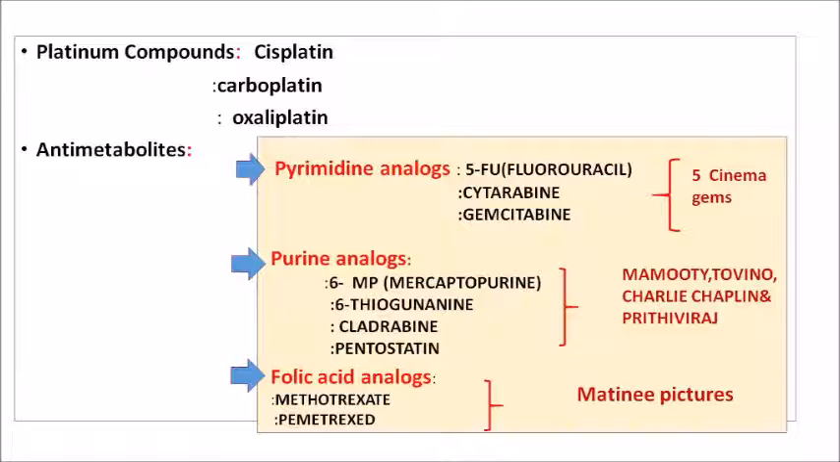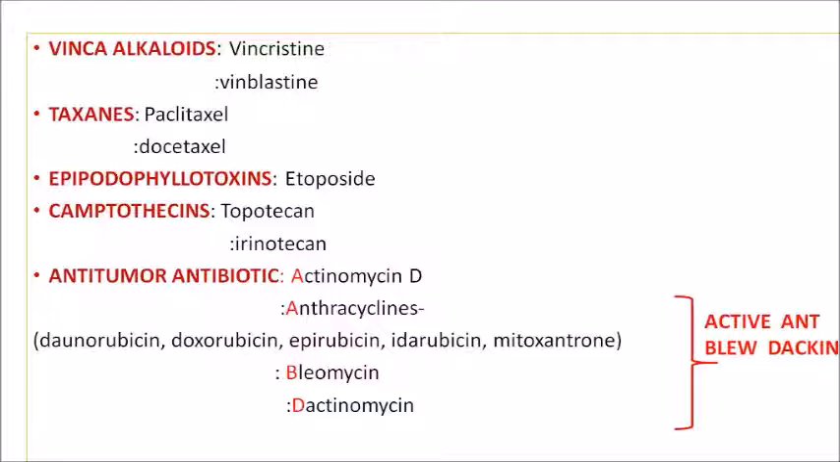Then folic acid analogues are Matinee Pictures, MP. The cinema movies are coming in Matinee Pictures: methotrexate and P for pemetrexed. Next is Vinca alkaloids. It is easy to remember; the drugs have the term Vin in them: vincristine and vinblastine. Taxanes have Tax in them: paclitaxel and docetaxel. Then we have epipodophyllotoxin, and this class has the drug etoposide. Then we have camptothecins: topotecan and irinotecan. Tecans, right?